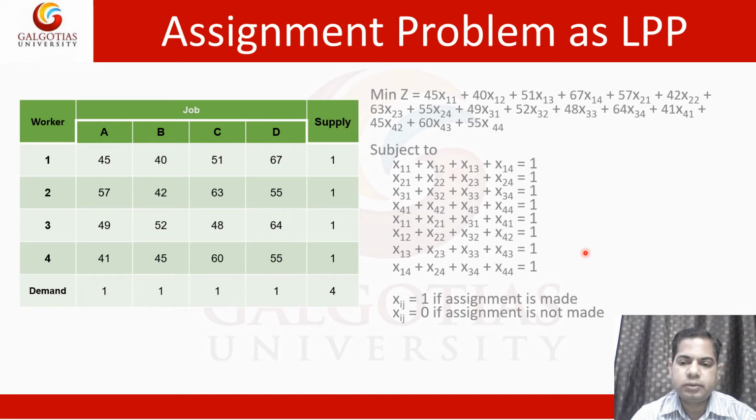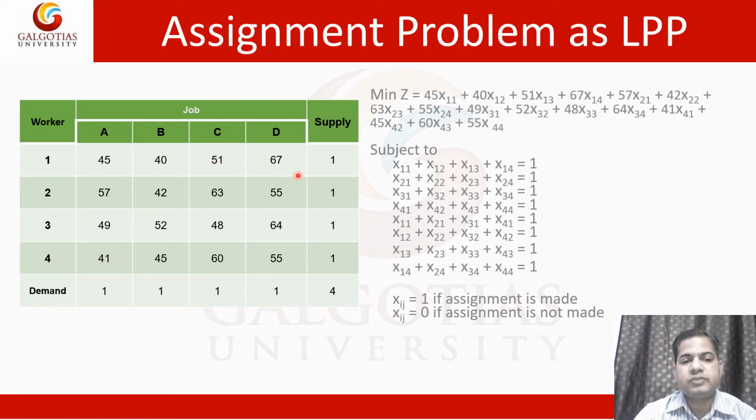Now this is the conversion of a transportation problem into an LPP. Since we have already converted this assignment problem into a transportation problem, the same concept will be applied here. Let x11 be the variable. In the transportation problem it is the number of units to be transported; here I consider x11 as the number of workers to be given to job A. So x11, x12, x13, x14 till x44.